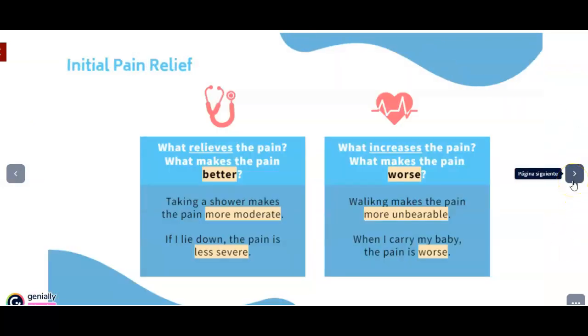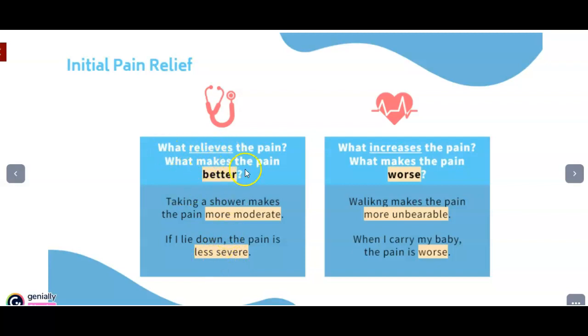For example, if we want to ask our patient what relieves the pain or what makes the pain better, so if we want to know what makes the patient feel better, feel healthy, we can use these questions. And in this case, we can use comparatives and superlatives. In this example, we have comparatives. For example, taking a shower makes the pain more moderate. So let's imagine that the pain is moderate, but if you take a shower, the pain will be more moderate. Or you can say this: if I lie down, the pain is less severe.